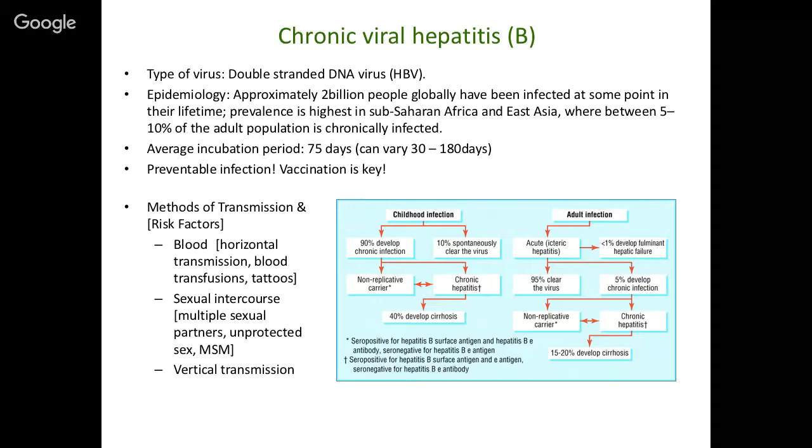It's a very different story in childhood, which is why I was emphasizing horizontal transmission in early life as well. When you get it as a kid, you can see 90% of children develop chronic infection, okay? Which is probably why it's so high in terms of prevalence in the wide world. But yeah, so generally as an adult, most people clear the virus.